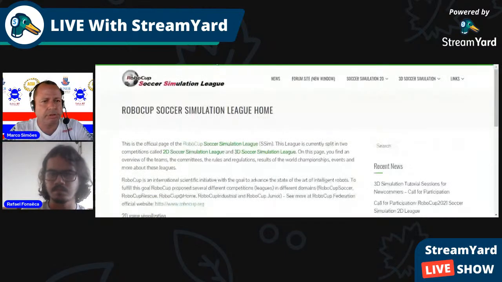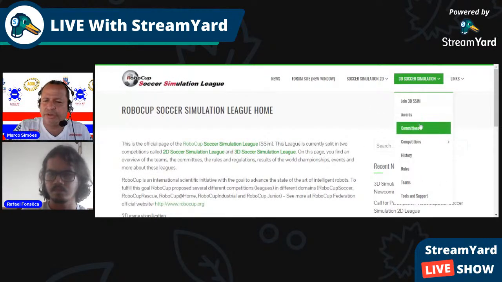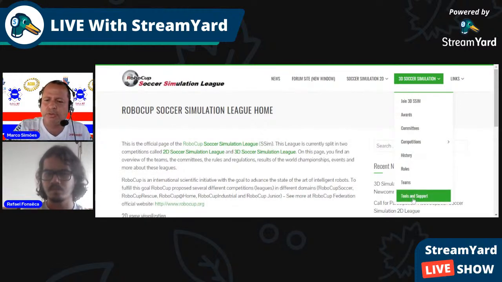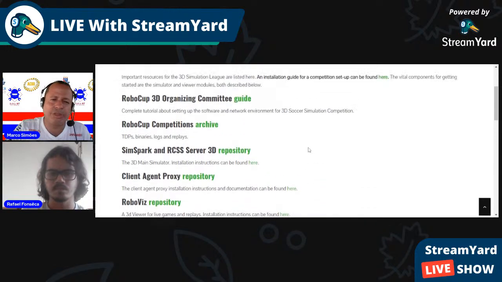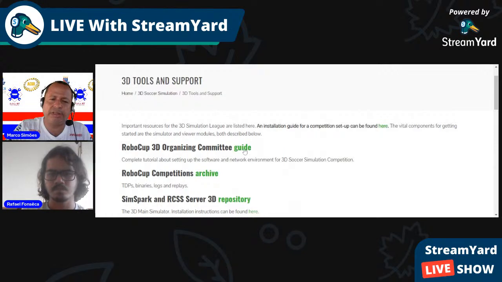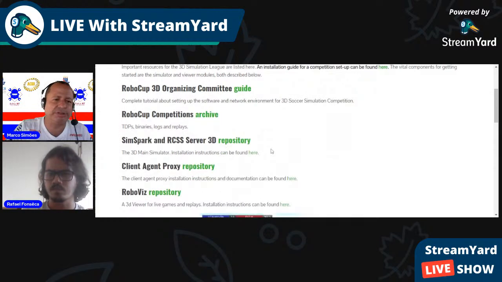Okay, before we go to the last part, that is the RVDraw, I will show you the 3D repository where you can find, here is the 3D Soccer Simulation League page. You have seen it in some of the videos you have already watched. Here in tools and support, you can see some important links. Most of what we are showing here is in this guide. This is the organizing committee guide, where they show how you can set up a complete competition environment.